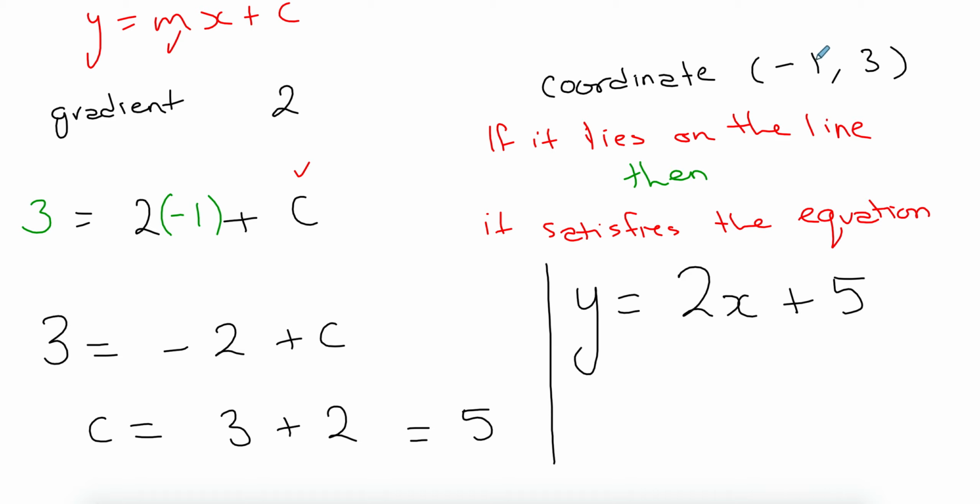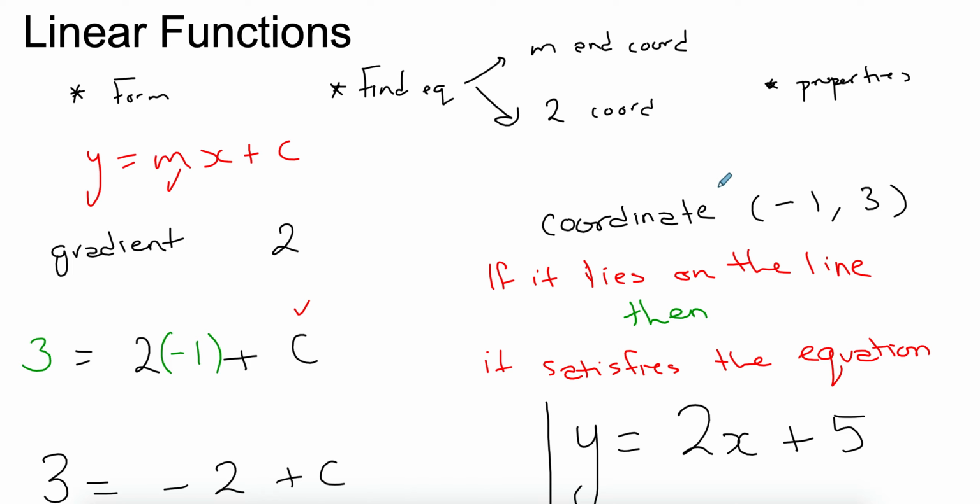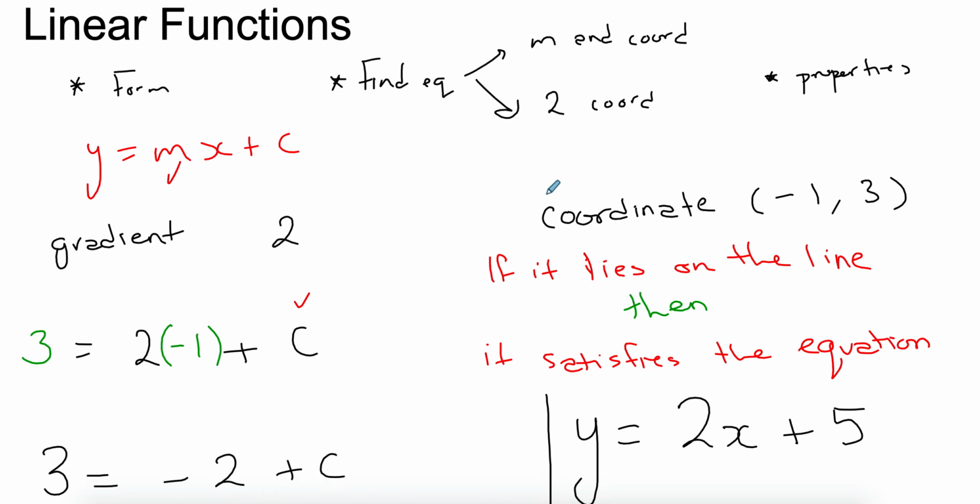You don't put in -1 and 3 again. This was just an example to help you find c. The equation of the line is just y equals 2x plus 5. So this is how you do it using 2 coordinates.